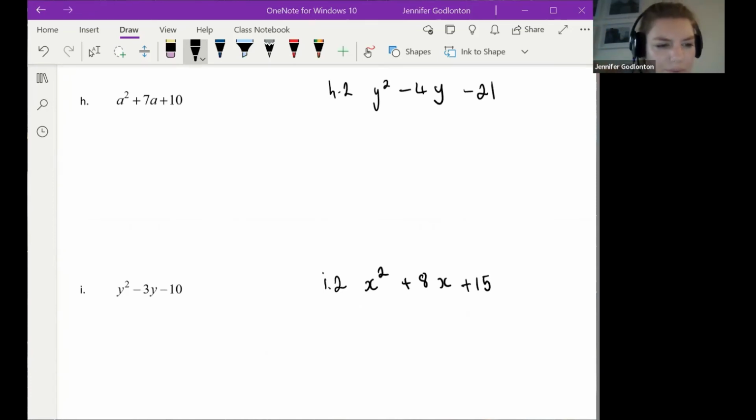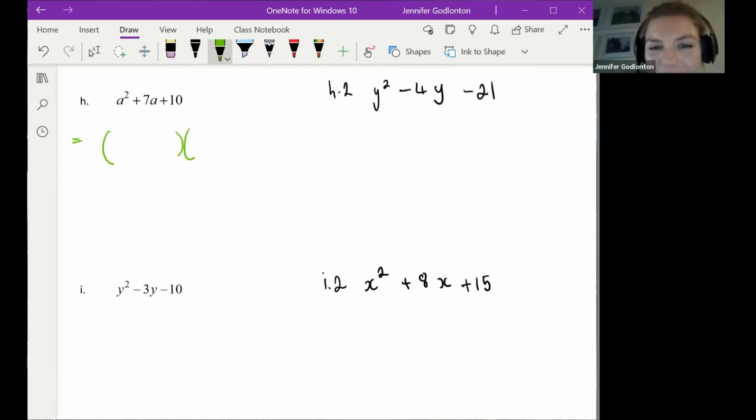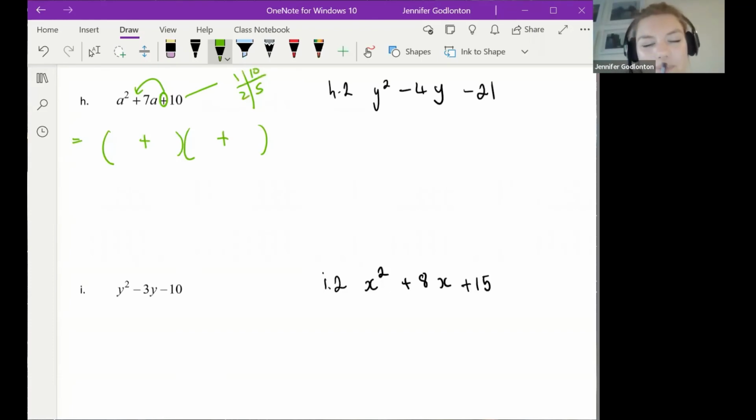Inati, you can give me the answer for H. Yes, ma'am. Ma'am, should I explain? Or can I just give the answer? Oh, no, you can never just give me the answer. Okay, ma'am. Since the last sign is a positive, the signs will be the same in the brackets. And then you look for the factors of 10. Which is yes. And then you're going to use 2 and 5. Why am I going to use 2 and 5? Ma'am, because 2 plus 5 equals 7. Yes, good. So what's going to happen inside my brackets? Ma'am, you're going to add the 2 and the 5. So I'm going to have A plus 2, A plus 5. Yes, ma'am. Beautiful.